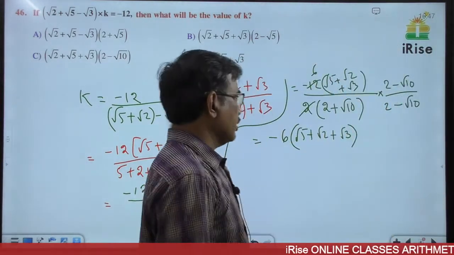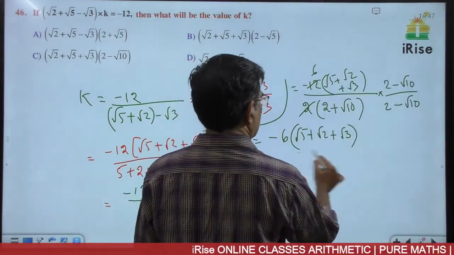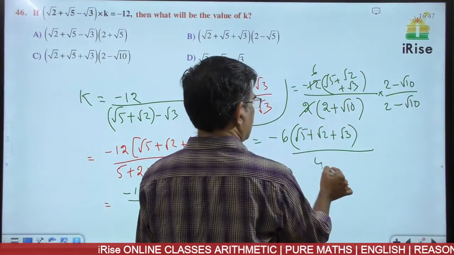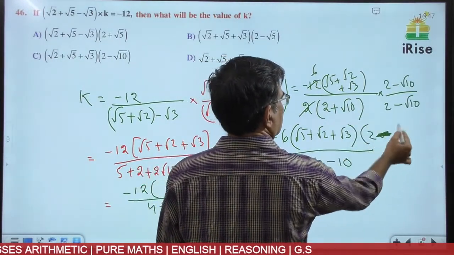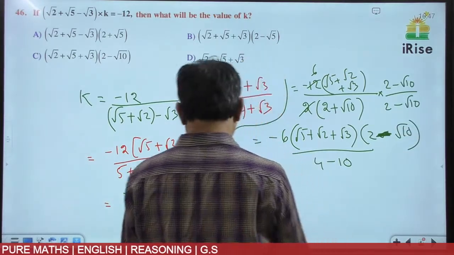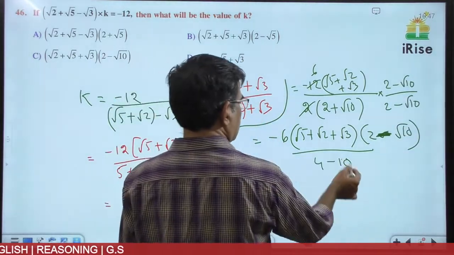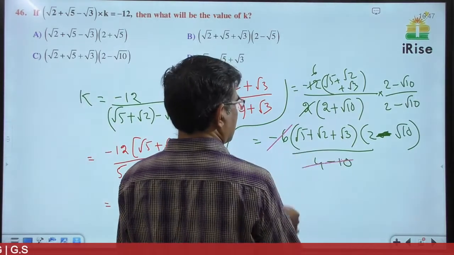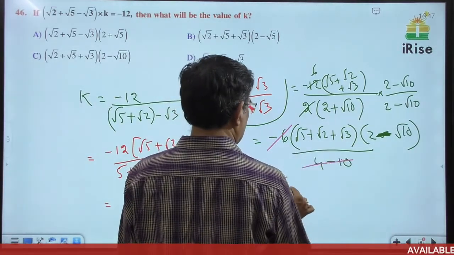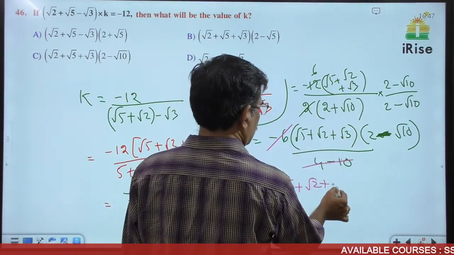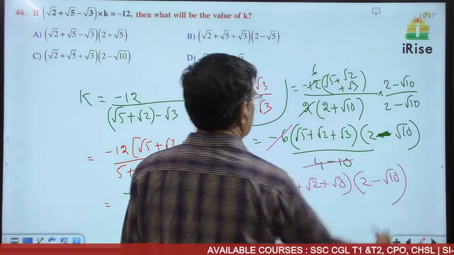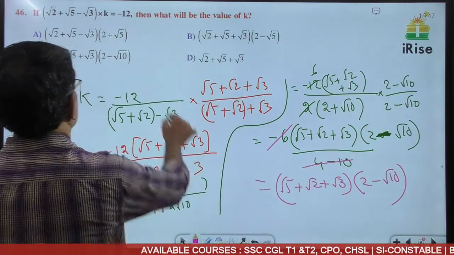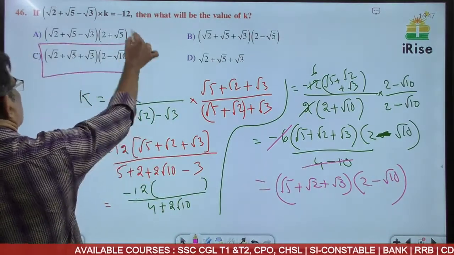Multiplied and divided by 2 minus root 10. Then this is nothing but 2 plus root 10 into 2 minus root 10, 4 minus 10. Here is 2 minus root 10. This is nothing but minus 6 gets cancelled. So answer is root 5 plus root 2 plus root 3 multiplied by 2 minus root 10. The only option is this one.